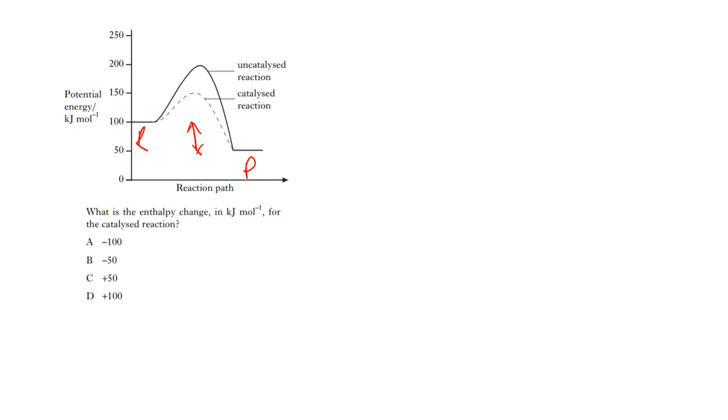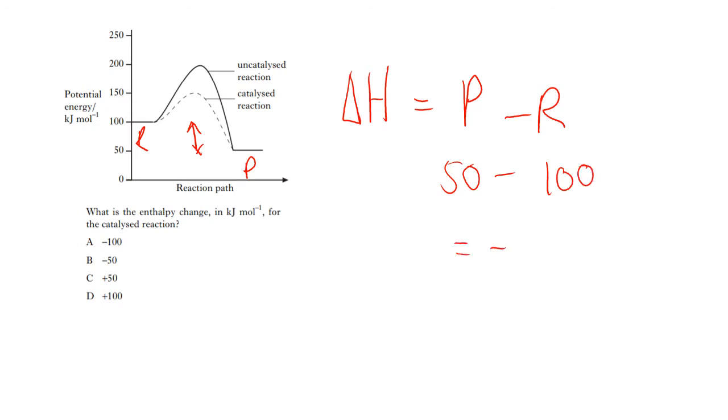Our enthalpy change, delta H for change, is always going to be our products minus our reactants. So that's going to be 50 minus 100, which gives us minus 50. That minus is important because it tells us that our reaction is exothermic, it will give out energy. And we can always know that a reaction is going to be exothermic if the products have lower energy than the reactants.